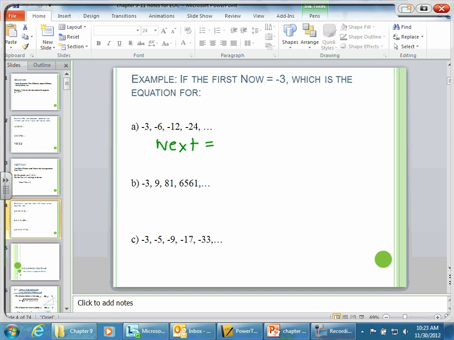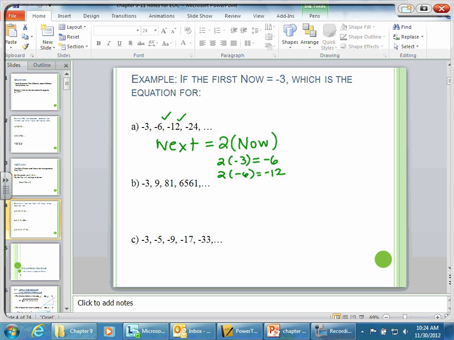So we multiply by 2. So I'm going to take 2 times the now. So you can think, well, what's 2 times -3? -6. Good. What's 2 times -6? -12, etc., etc.